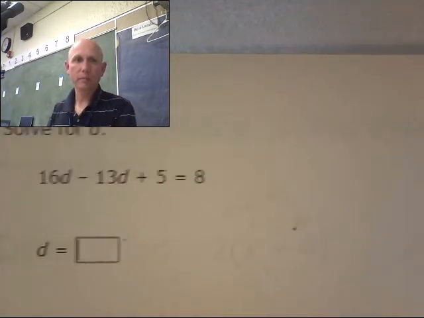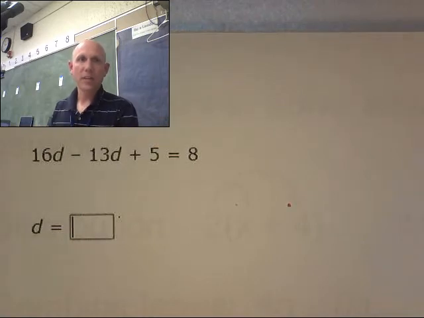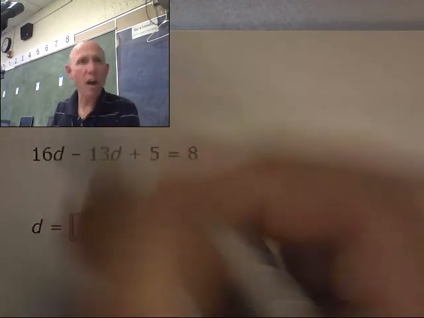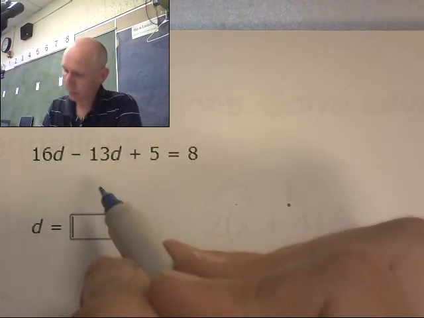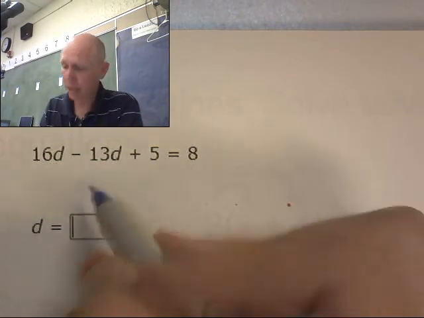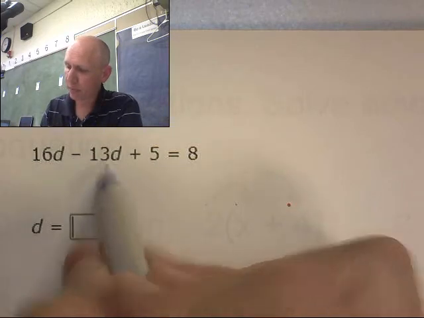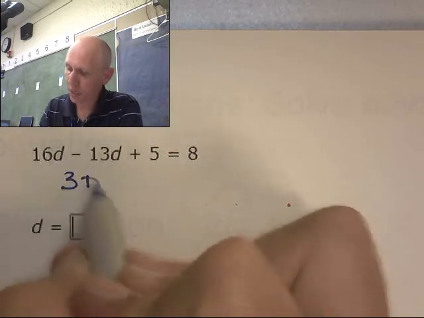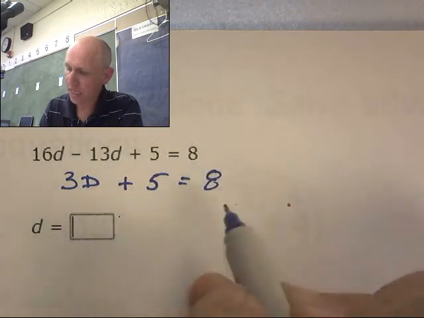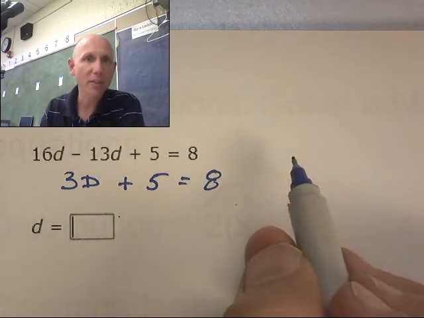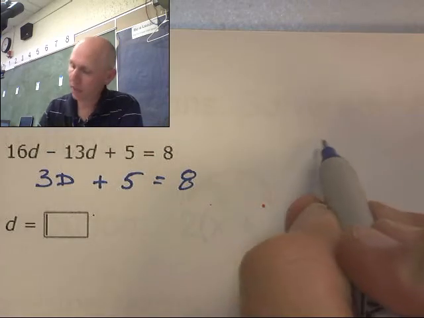Oh, okay, here's a good one. Where's this guy? Right here. Yeah, what do you see? I've got 16 dogs minus 13 dogs. Or 16 dingoes minus 13 dingoes. Maybe the dingoes took your baby. Okay, 16 dingoes minus 13 dingoes. That's going to give me 3 dingoes plus 5 equals 8. Now can I solve it? Yes, I can solve it.